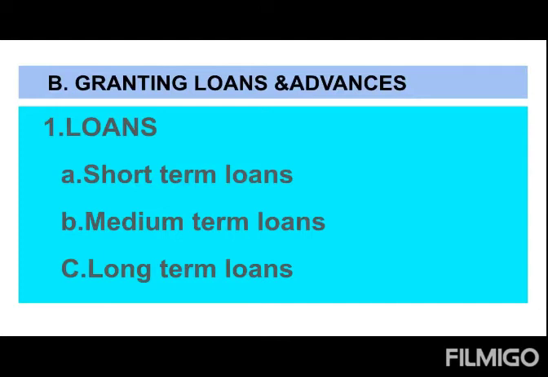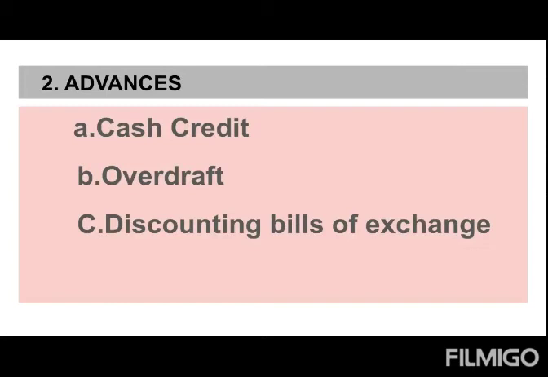Third one is the long-term loan. Long-term loans are given for a period of 5 years or more to meet long-term capital requirements. So short-term loans are given up to a period of 1 year. Medium-term loans are given from 1 year to 5 years. More than 5 years is called what? Long-term loans.